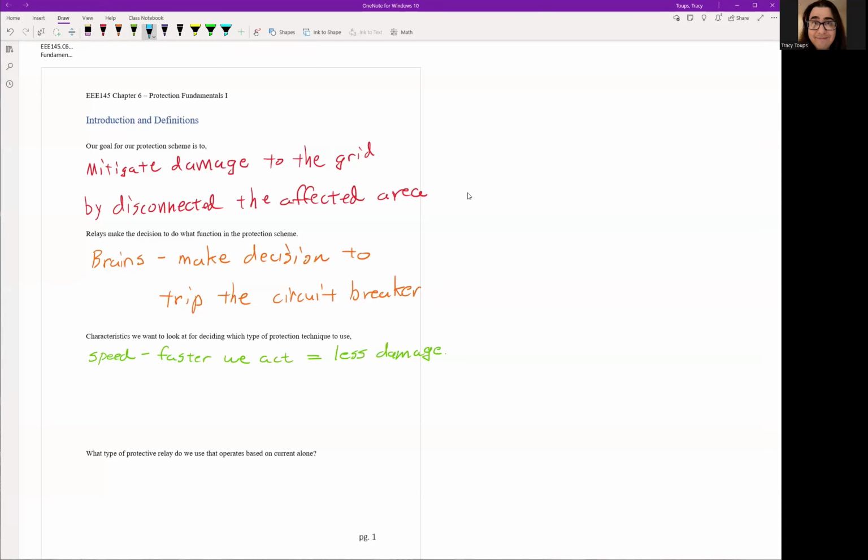Another big factor is coordination. All right, we're not just going to have a single relay for the whole power system. We're going to have many relays working together. So we're going to overlap some functions. We're going to build backup systems, redundant systems. So we're going to have many relays working together as a team, right? So we need to design relays to act as a group to minimize damage.